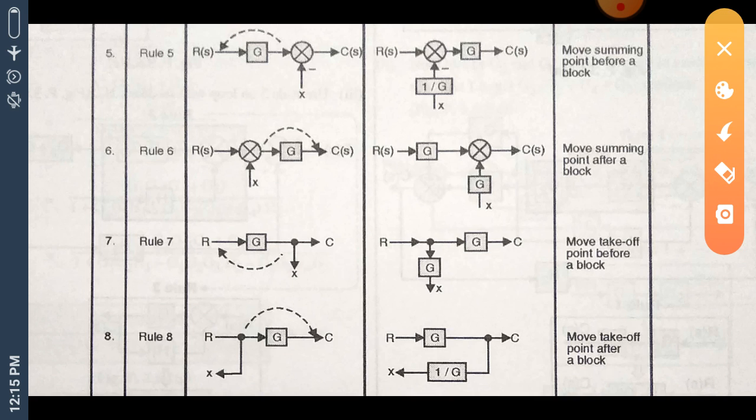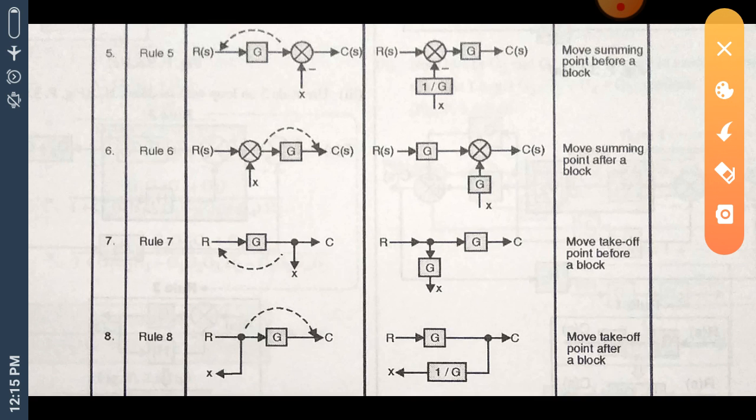Here, moving a takeoff point after the block. Now this takeoff point we have to move after the block. So here we have to make a change. We have to add the reciprocal of the forward path block into the path of X. This will give us an equivalent block diagram as it was previously.